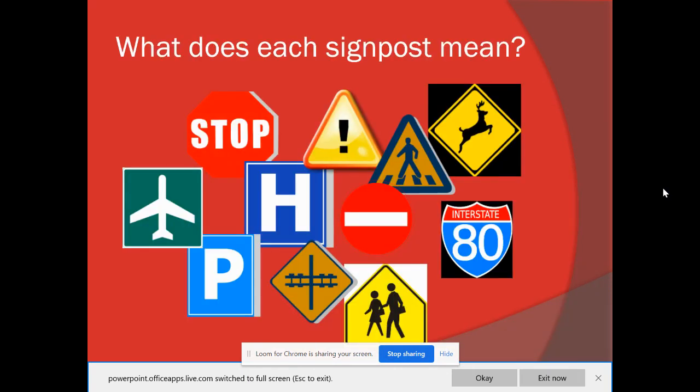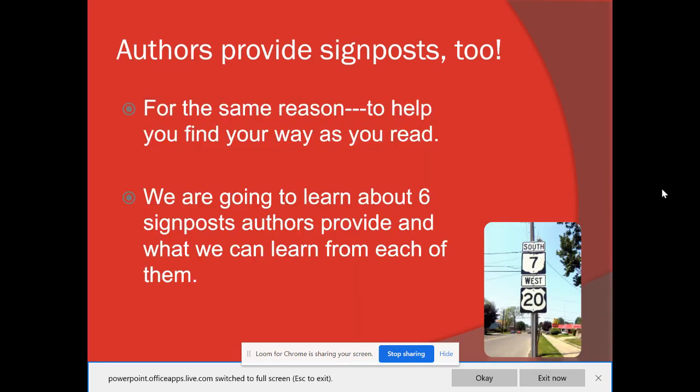So what does each of these signposts mean? We know this one means deer. We live in the South, so we've all seen this one. Stop, airport, hospital, parking is available, school. So you know what each of these signs mean because you either already drive or you've ridden in a car at least once in your life. Because you are aware of these, you are familiar with them. You just need to become more familiar with reading signposts. And they put things in books so that you as the reader can get the information that you need.